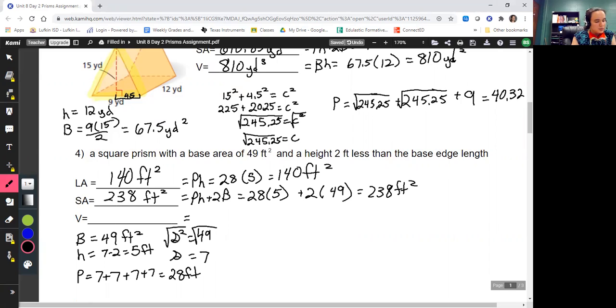And then we need our volume. Our formula for volume is area of our base times our height. So our base is 49 and our height is 5. So 49 times 5 is 245 feet cubed.